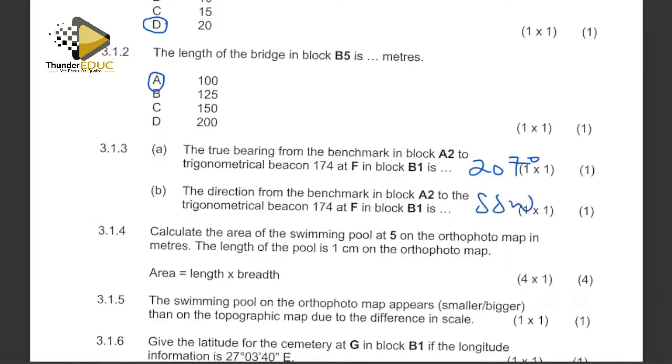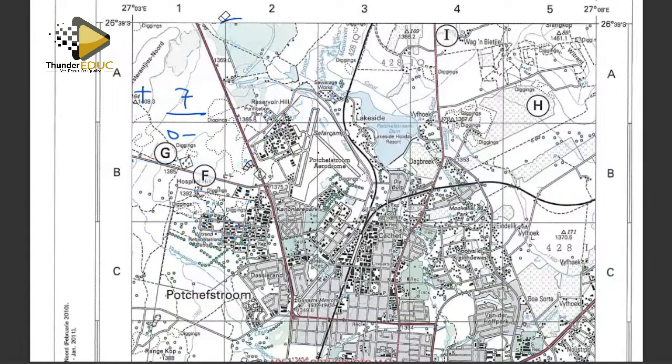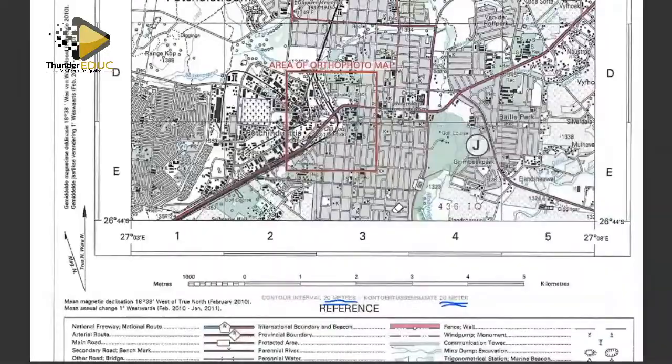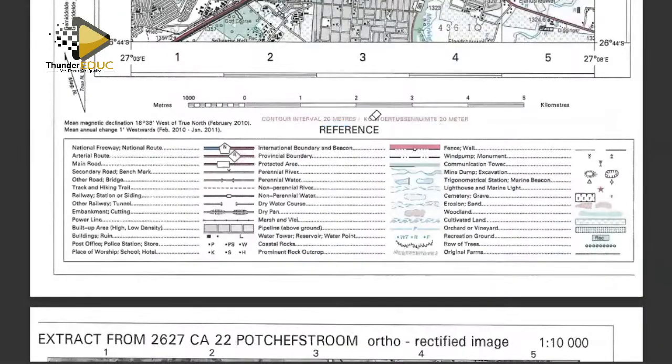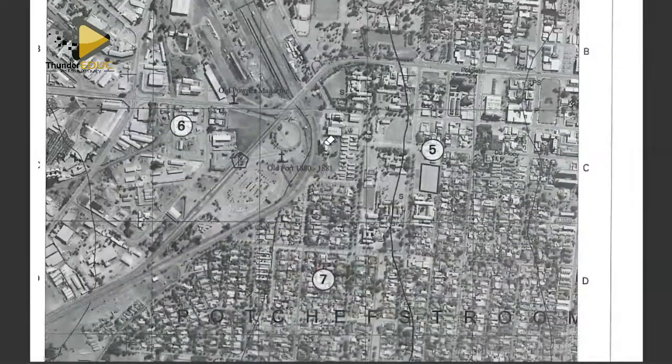Then calculate the area of the swimming pool at 5 on the orthophoto map. We go to our orthophoto map and try to ascertain what we are supposed to calculate there, and we also make the illustrations of the calculations we intend to do. Coming to our orthophoto map, our swimming pool is here at 5. That is where we're supposed to do our calculations.